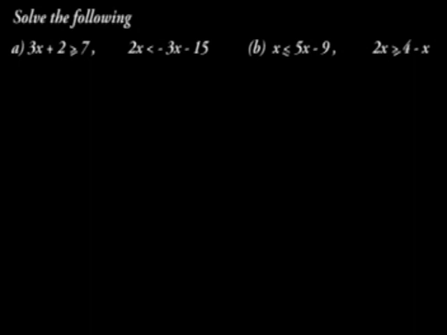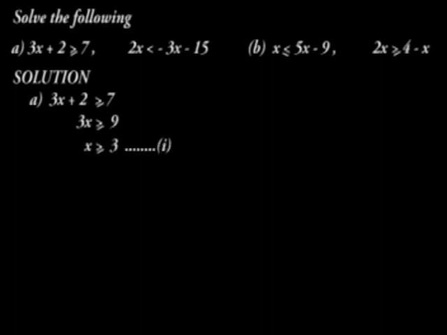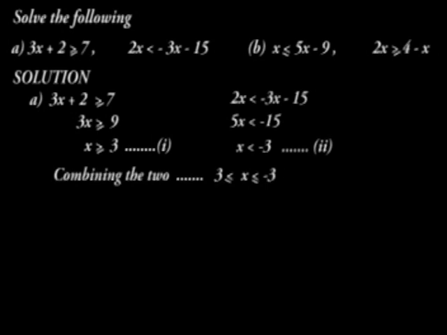In our solution, A, 3x plus 2 is greater or equal to 7, 3x is greater or equal to 9 and x is greater or equal to 3. 2x is less than minus 3x plus 15, 5x is less than minus 15 and x is less than minus 3. Combining the two, we have 3 is less or equal to x, which is less or equal to minus 3.